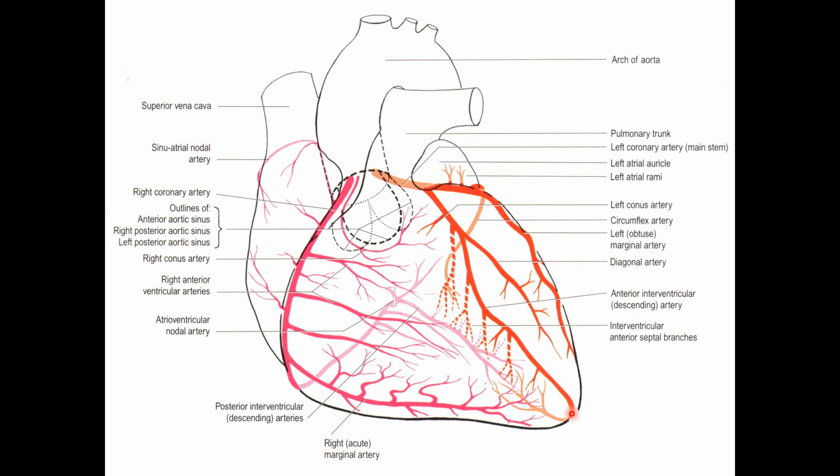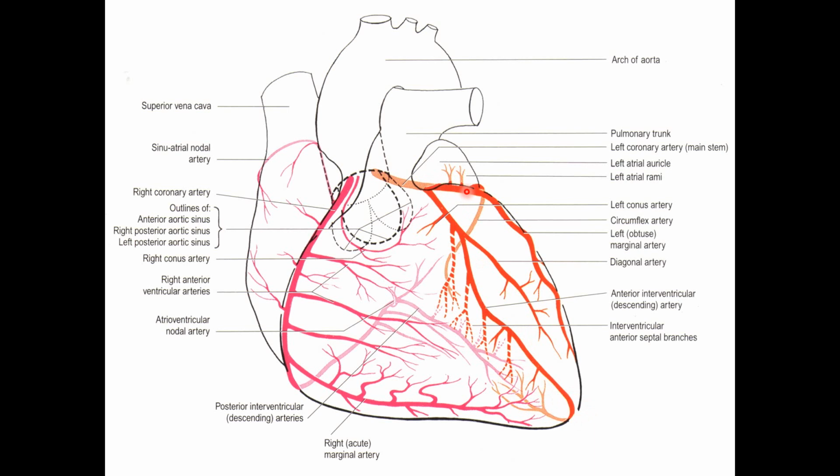It reaches the apex, curves to the inferior surface and ascends in the posterior interventricular groove, until finally it forms an anastomosis with the posterior interventricular artery near the base.